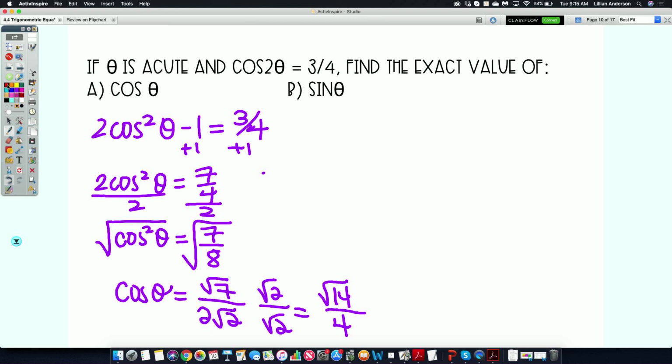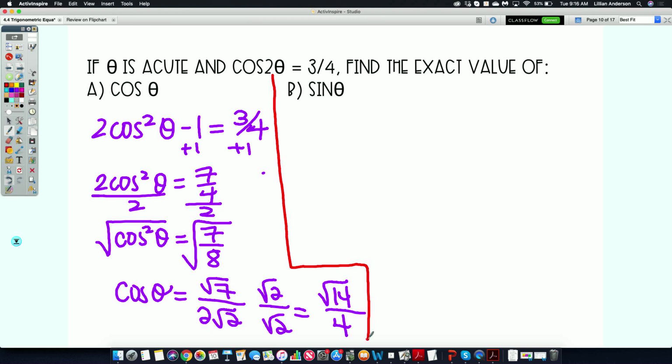Now to find sine theta, I can either use the double angle identity for cosine 2 theta, or I could use what other identity? Use the Pythagorean identity. The only downside I would say about using the Pythagorean identity is, what if you did cosine wrong? Now you have no chance of getting sine right. Okay? So keep that in mind as you're doing these different problems.